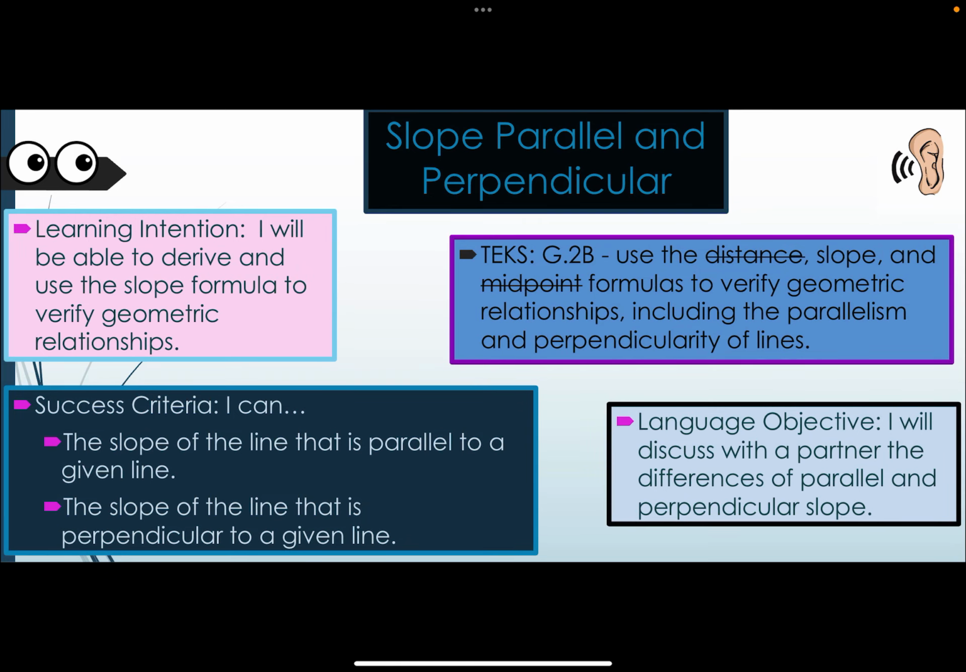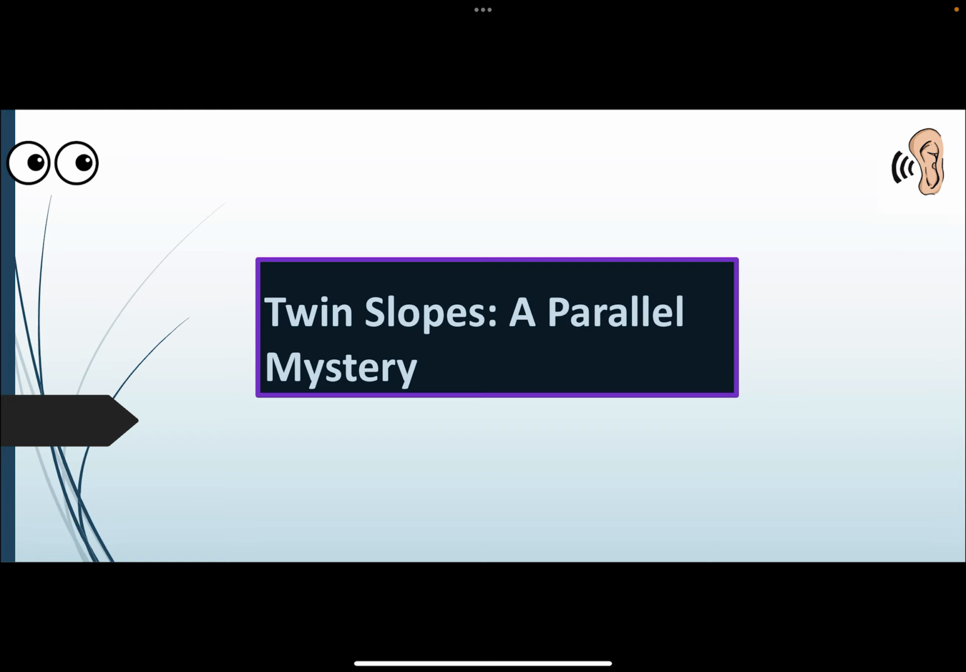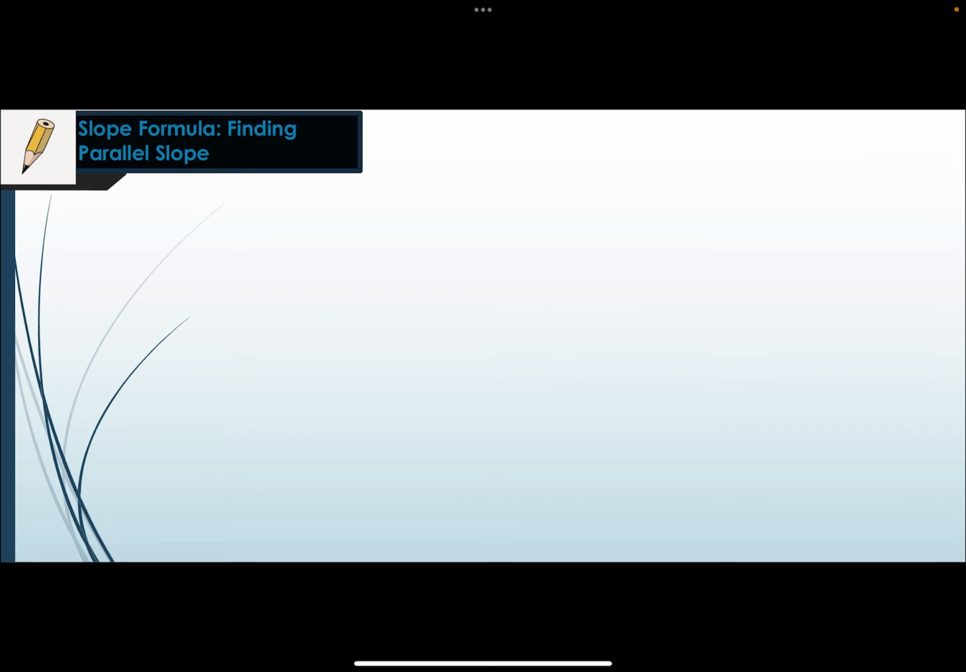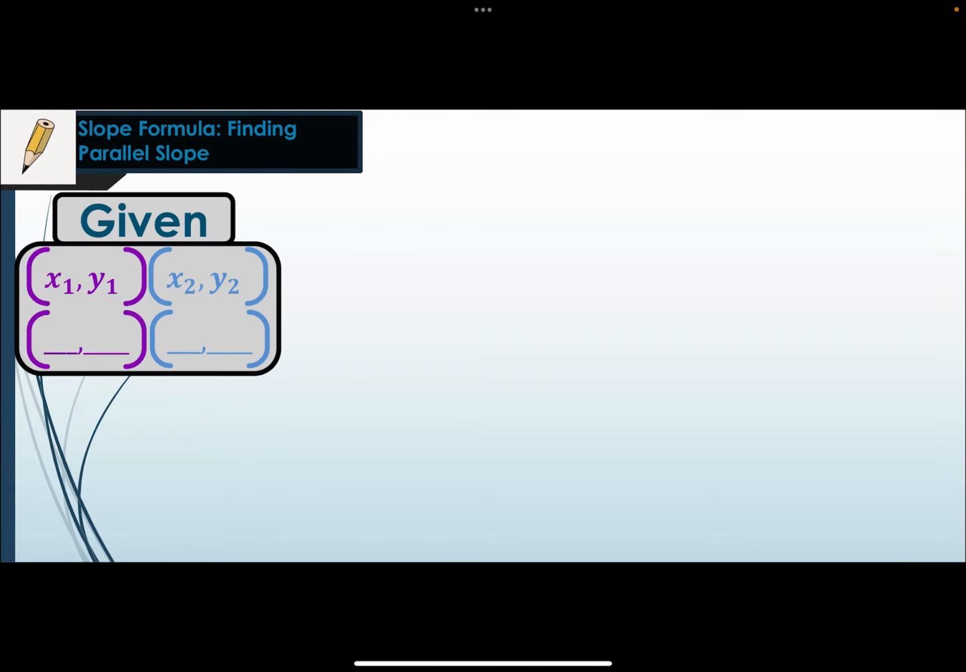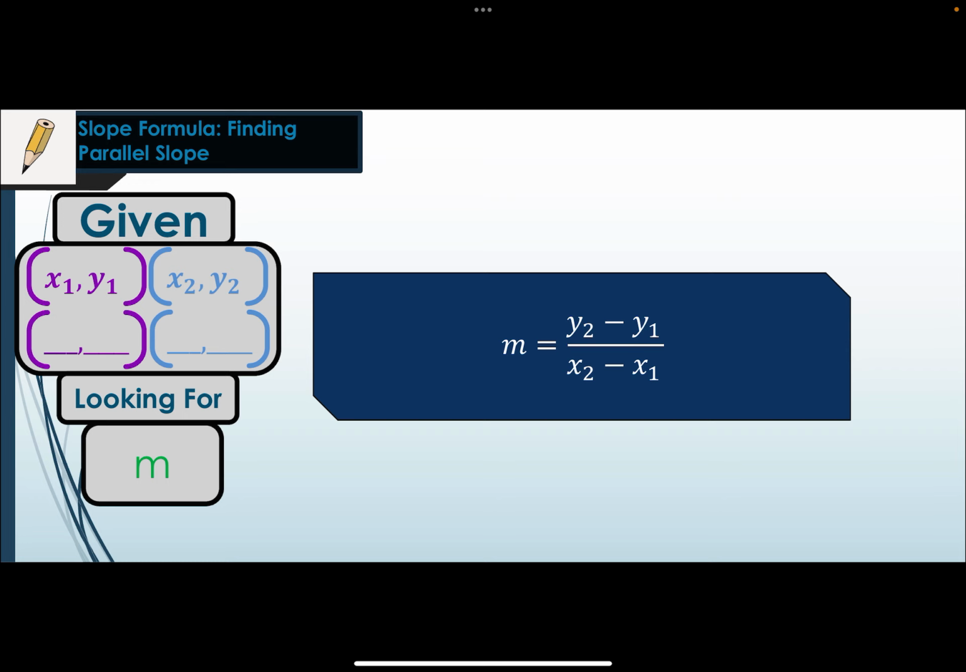All right, today we're basically looking at a review of what you did back in Algebra 1 and in middle school. We're dealing with slope, both parallel and perpendicular slope. So the first thing we want to look at is how do we find slope? Right, remember we have a fairly simple formula for slope. If we're given 2 points and we're looking for the slope, we use the slope formula. Slope equals y2 minus y1 over x2 minus x1.